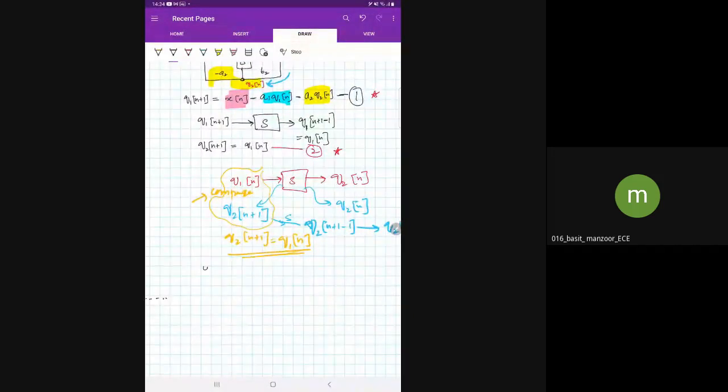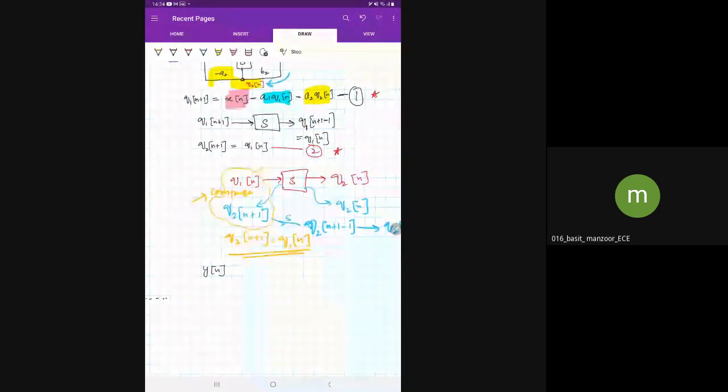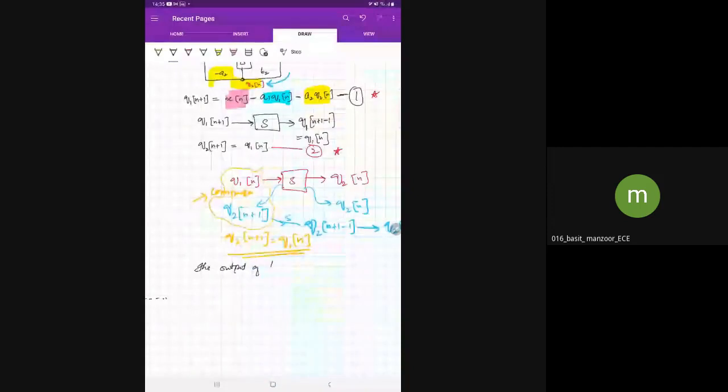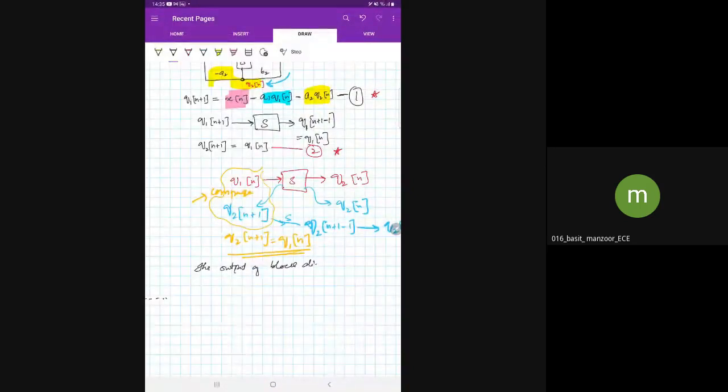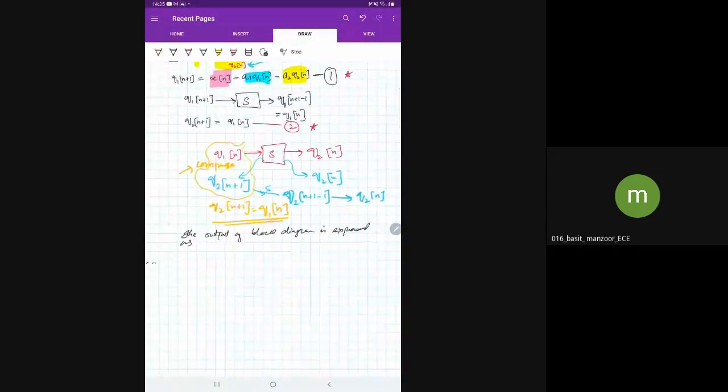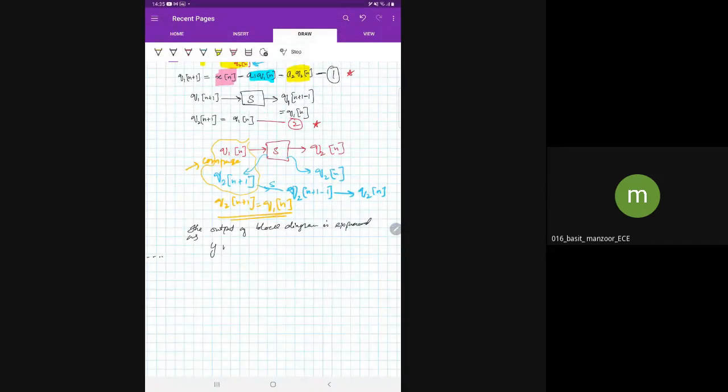So I'll write down a third equation, y of n. Or I'll write it like this first, maybe you'll be lost otherwise. The output of the block diagram is expressed as follows. Now we can also see its output, how we will write it. I'll write down here y of n.